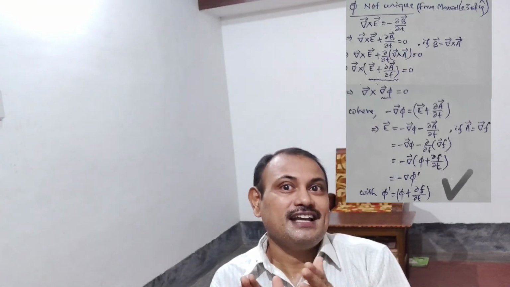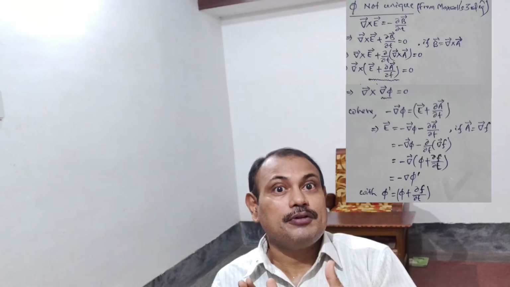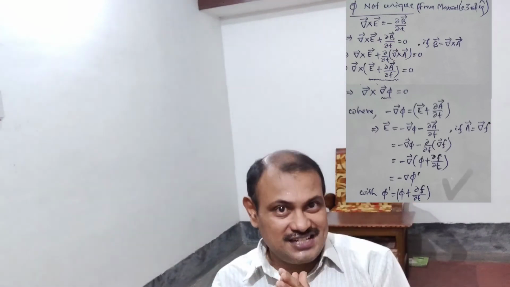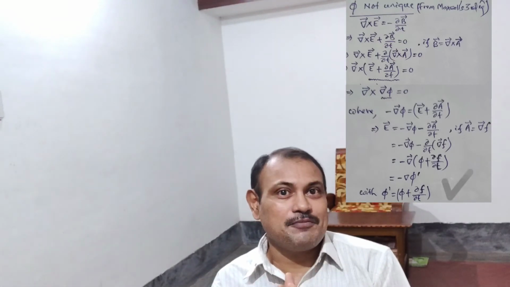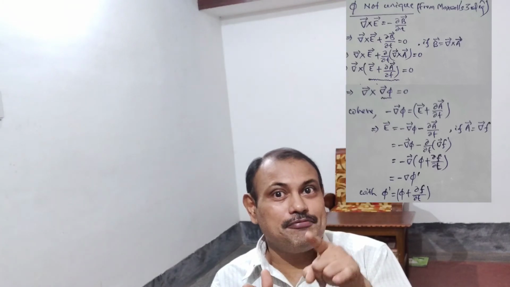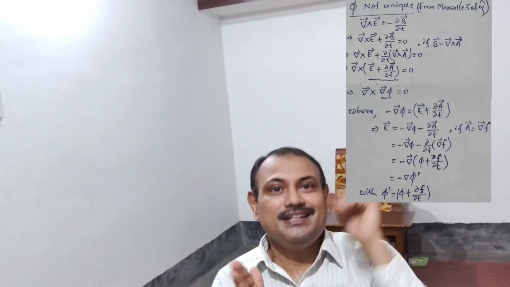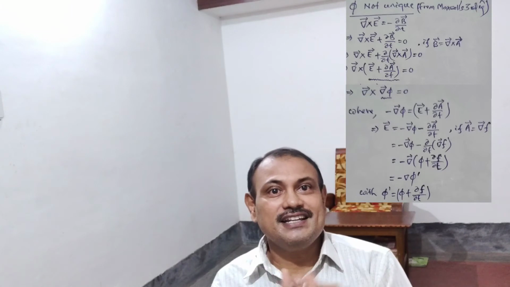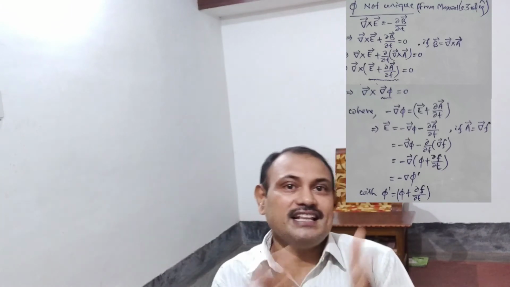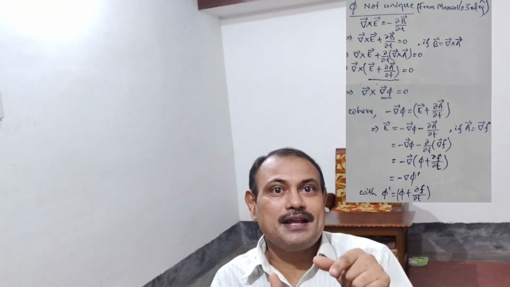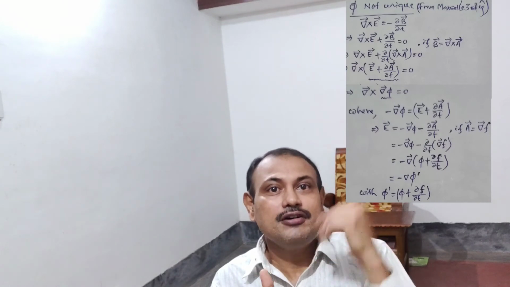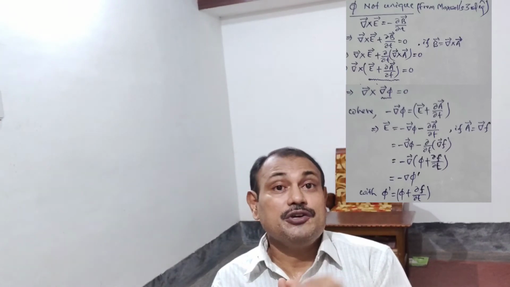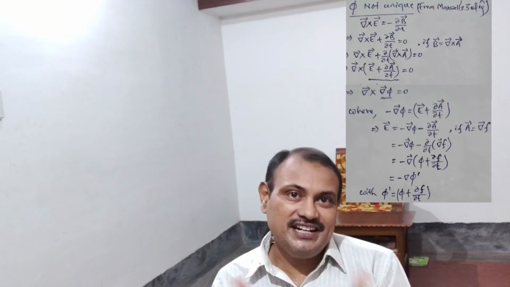So therefore the electric field which you are getting can be generated out of as many electric potentials, of course scalar electric potentials, because del F by del T can be many. You can have del F1 by del T, you can have del F2 by del T, like that. So therefore your phi prime can take as many possibilities. That is how your phi is also not uniquely defined.